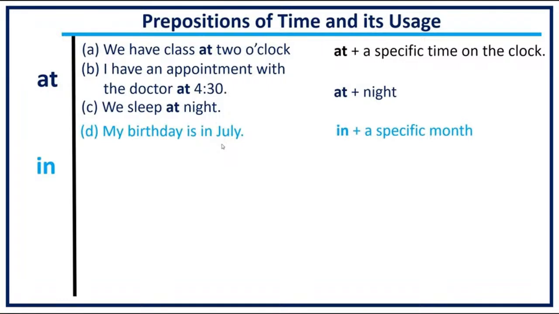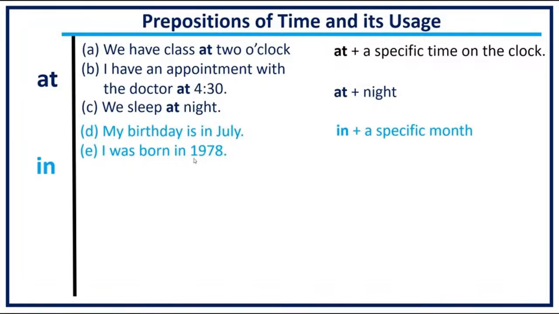In July, in August, in October, in December, in May. Alright? So, in plus specific month. In July. Next usage of the preposition of time "in" is in 1978.